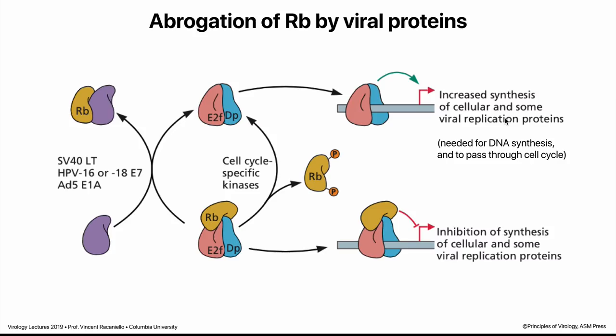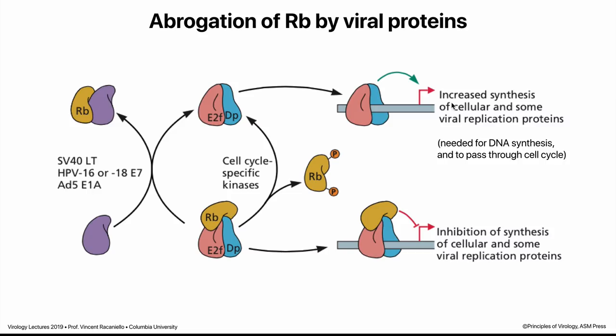Large T antigen of SV40, adenovirus E1A, or equivalent proteins from human papillomaviruses, E7, they bind RB and they bump it off E2F. So they don't cause phosphorylation of RB like the cell does. They simply bind it. And that frees up E2F, and the cell will start making proteins needed for cell division, and that includes DNA polymerases and the accessory proteins. And now these viruses can replicate their DNA.